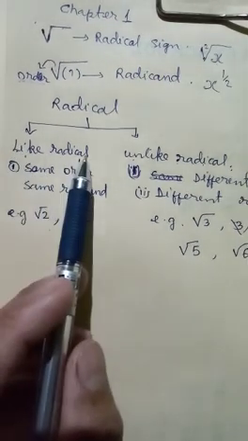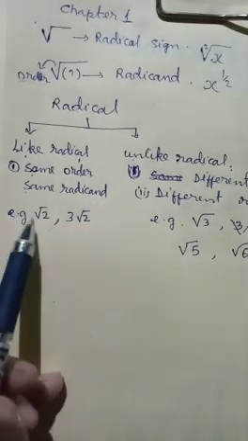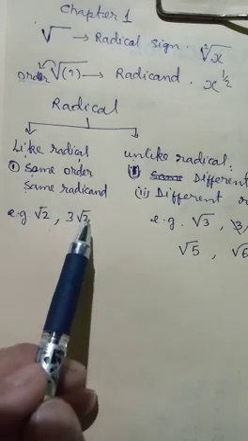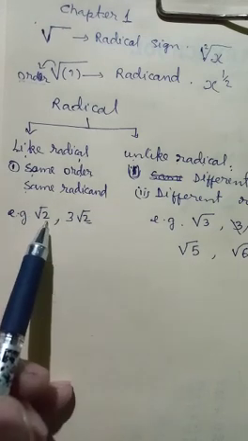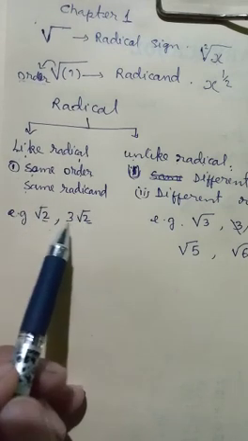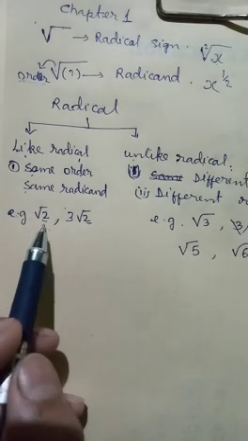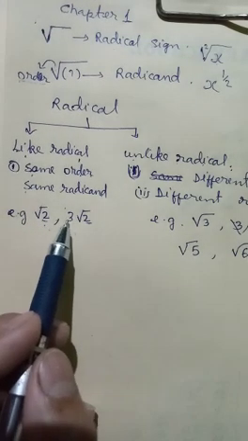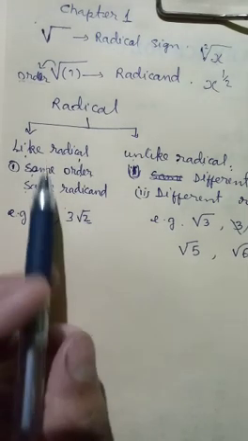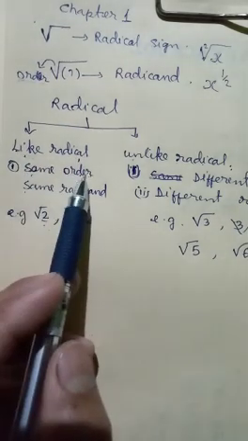In order to be like radicals, they should have the same order and the same radicand. For example, here you have square root 2, and here also square root 2. Look inside the root: they are the same, and inside the crook also the same. Don't worry about this 3, it does not matter. When you write a pure root like this, we call it a pure radical. If you write something outside and something inside, we call it a mixed radical. But the main thing is to see which are the like radicals. Remember, they have the same order.